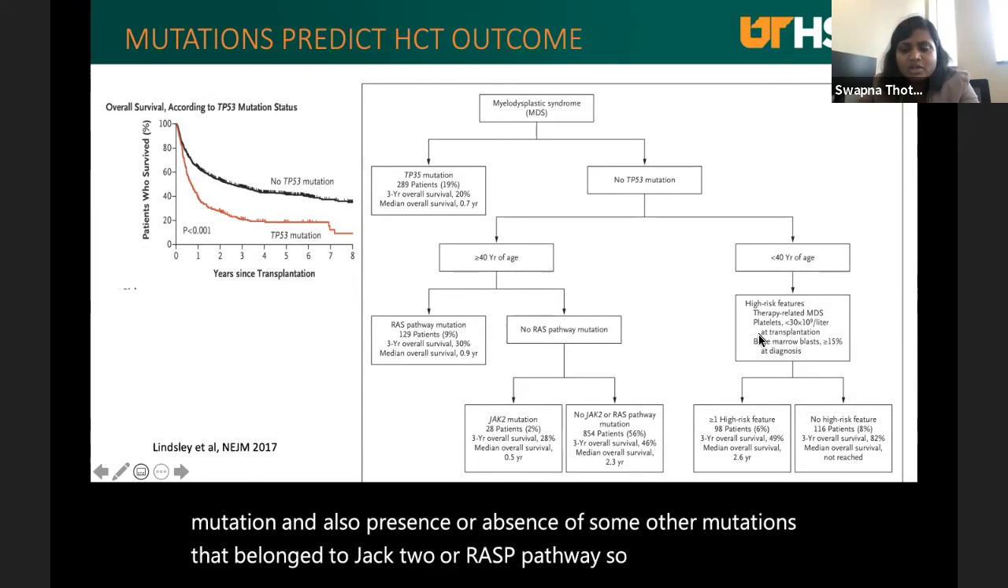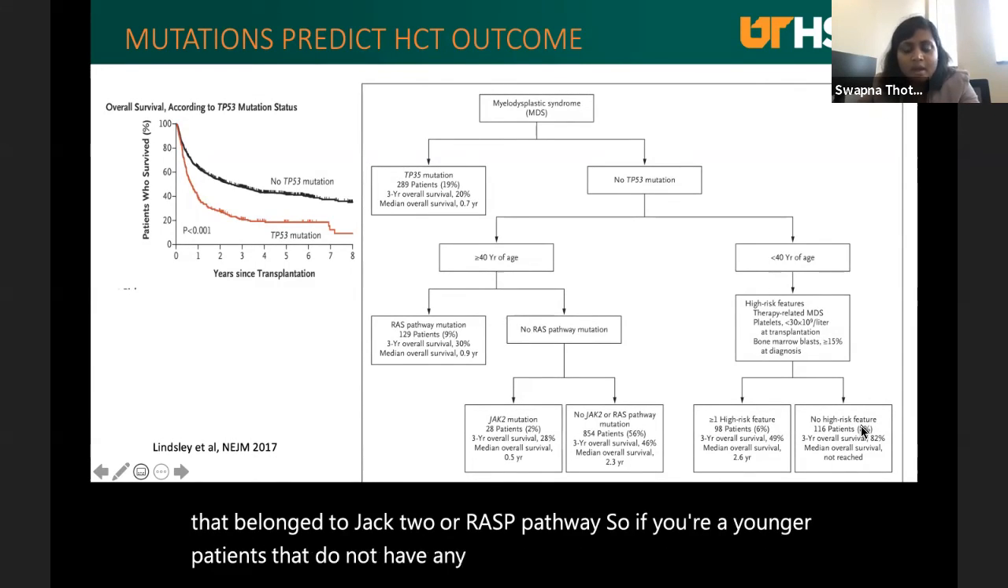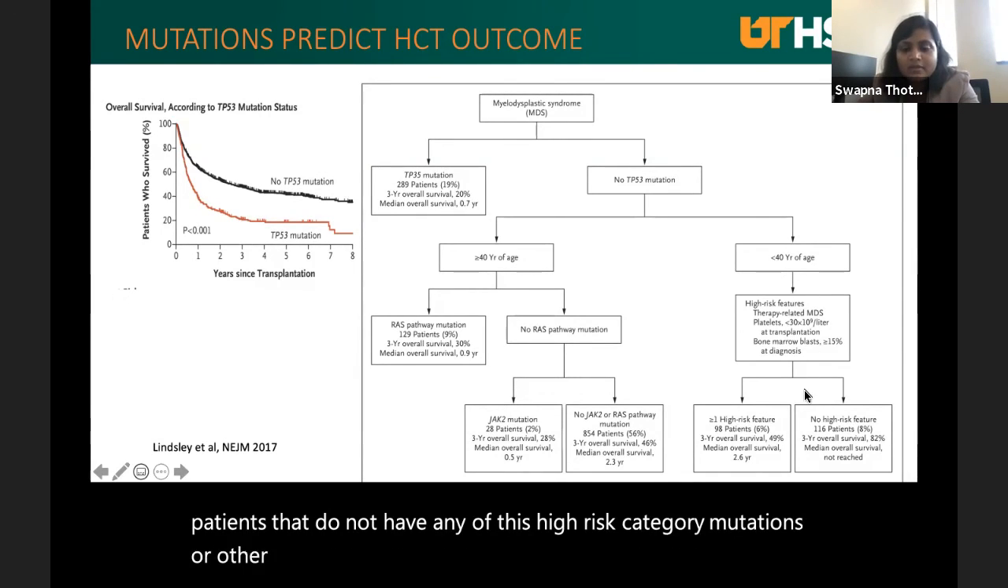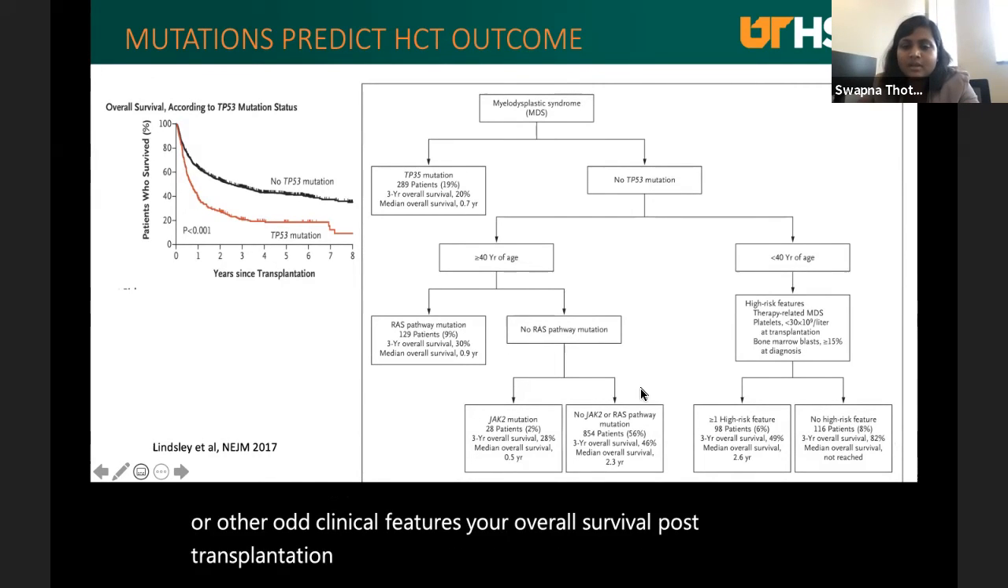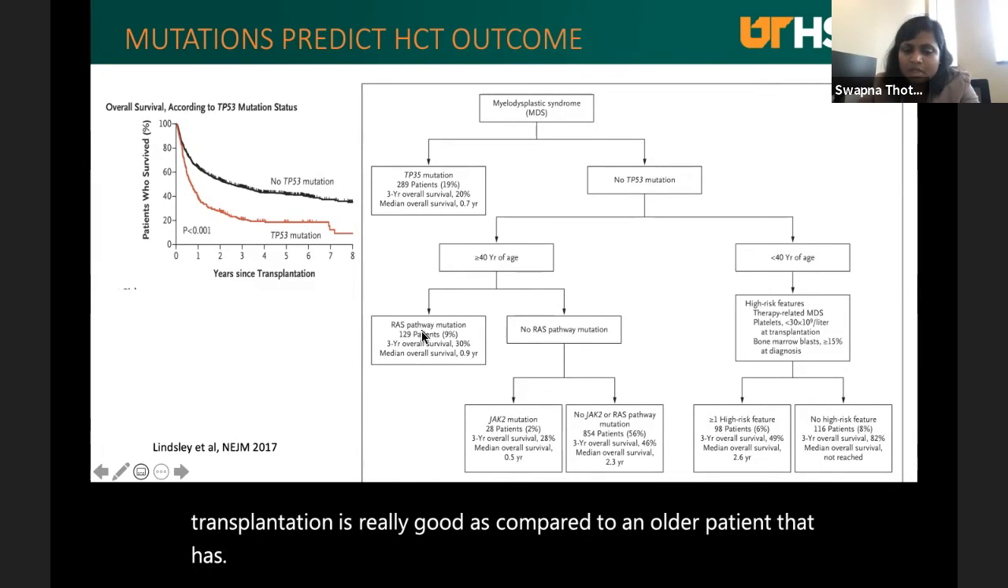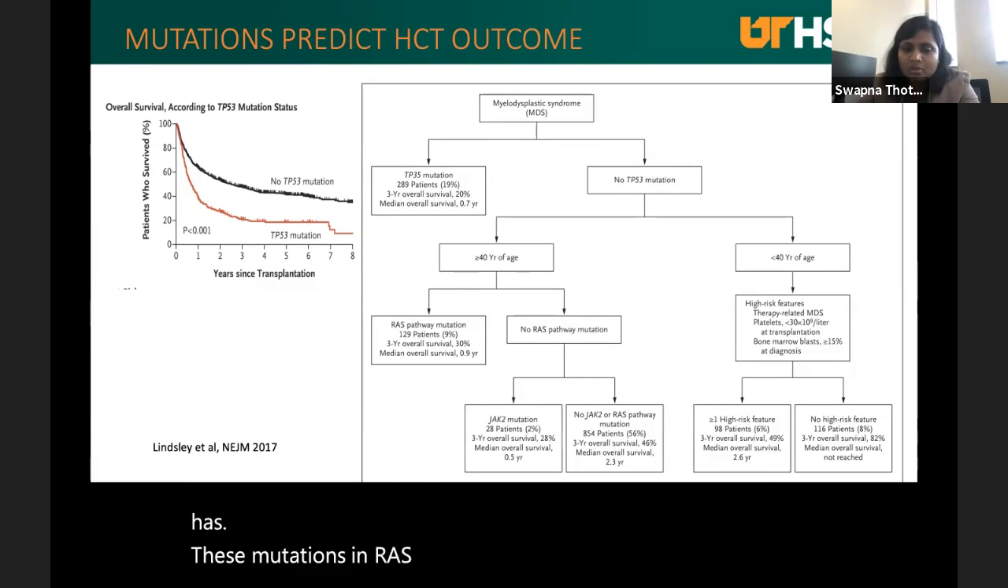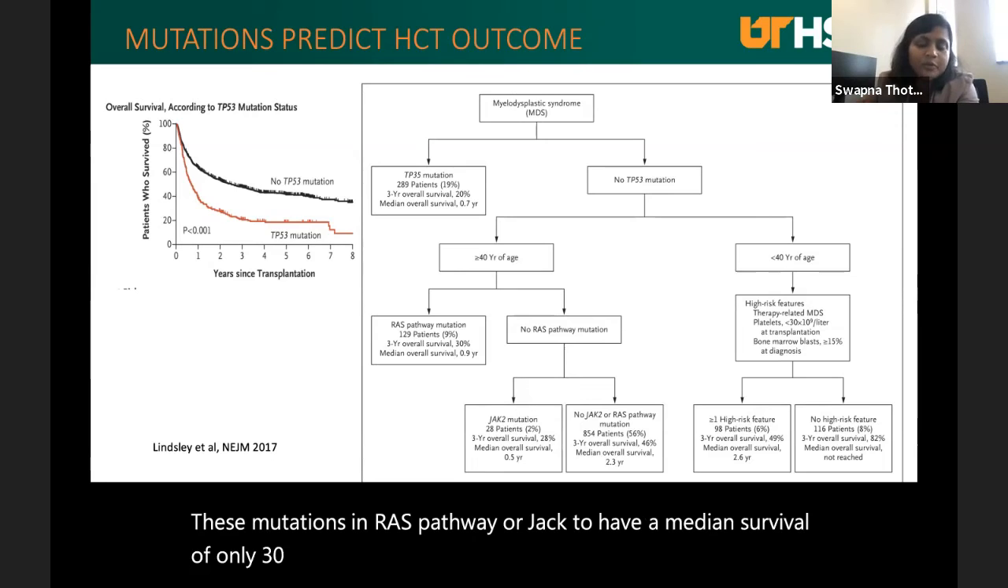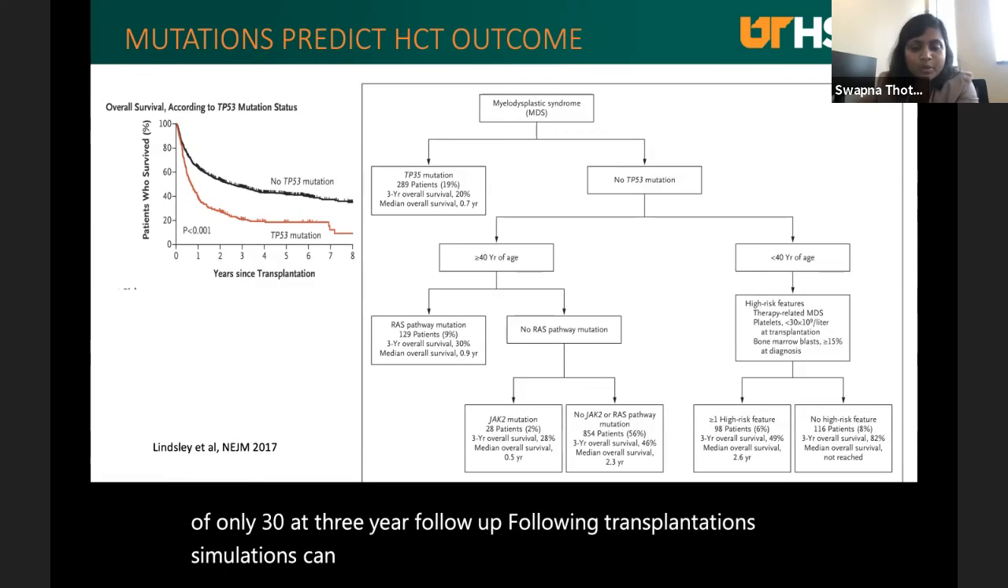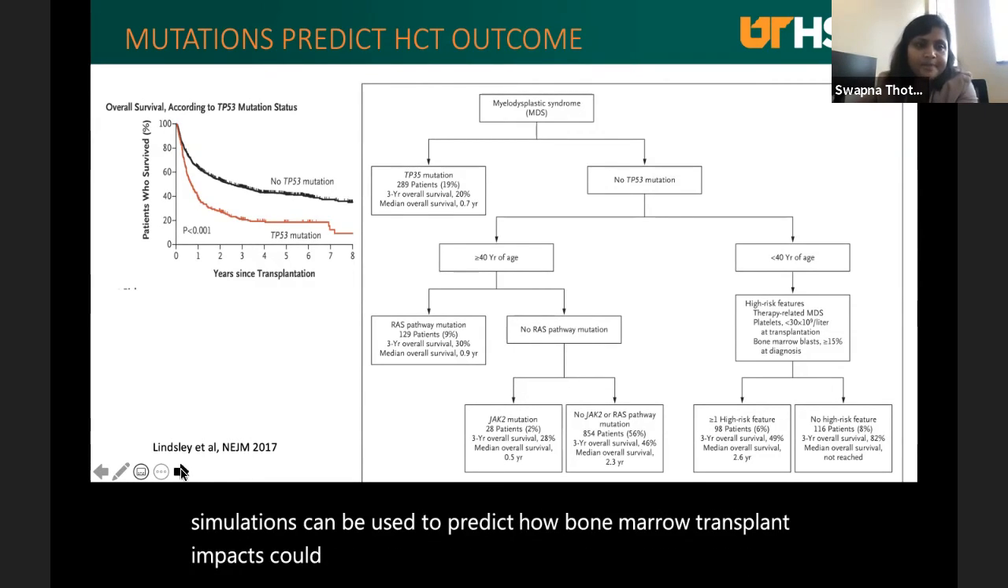So if you're a younger patient that does not have any of these high risk category mutations or other odd clinical features, your overall survival post transplantation is really good as compared to an older patient that has these mutations in the RAS pathway or JAK2, who have a median survival of only 30% at 3-year follow-up following transplantation. So mutations can be used to predict how bone marrow transplant could impact your life.